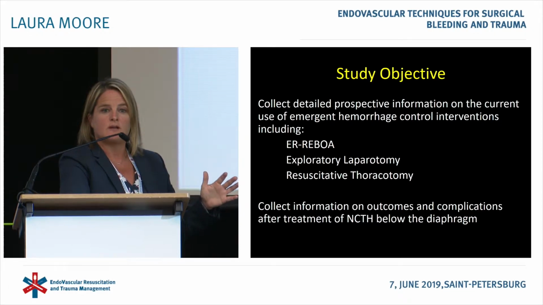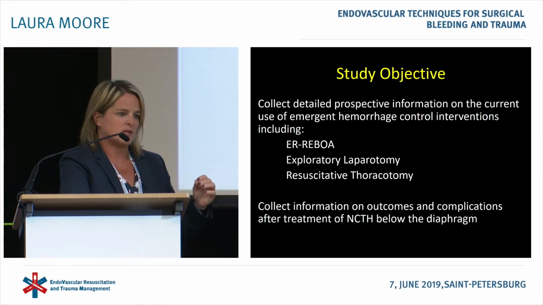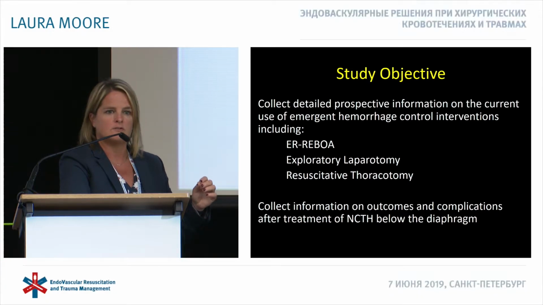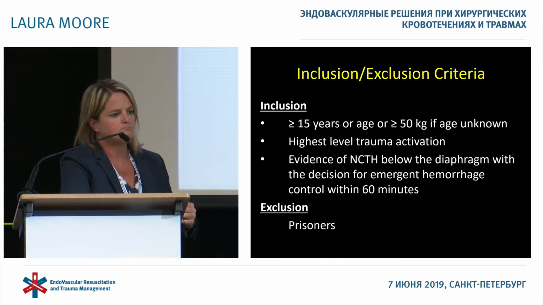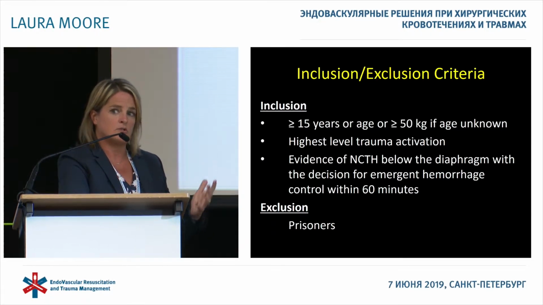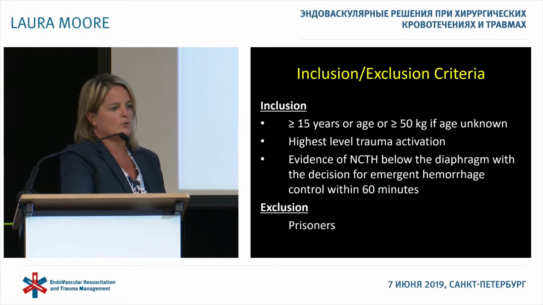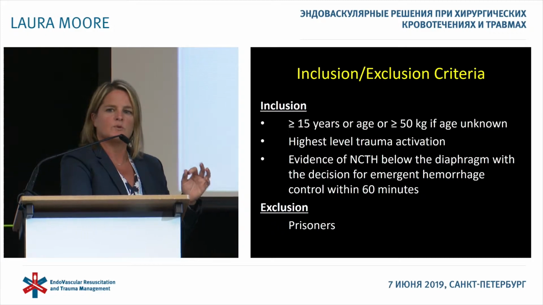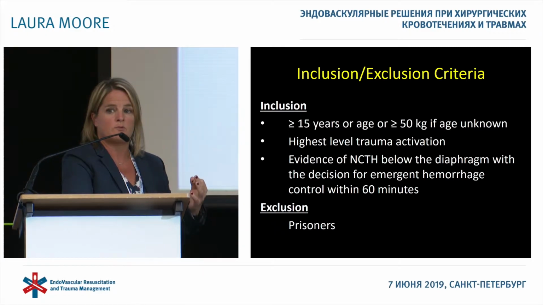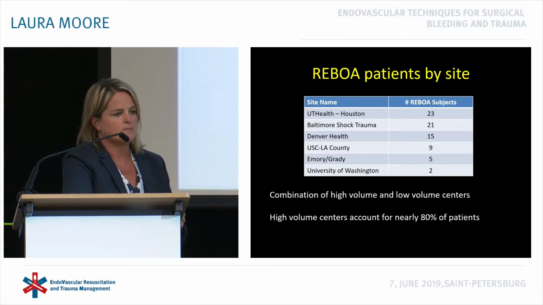This was a tremendous amount of data that we captured, and for the purposes of time for this talk today, I'm really only going to focus on the patients that underwent REBOA and save the discussion for the open management for another time. So pretty standard inclusion and exclusion criteria. Adults, which in the U.S. we say as patients that are 15 or older, with evidence of hemorrhage below the diaphragm. And the key thing here was we had to make the decision to do something about that bleeding within 60 minutes of the patient arrival. So these are true emergent and unstable trauma patients.